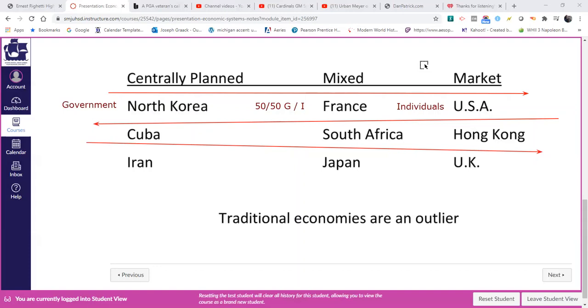So as we move left to right, every time we go a little bit farther to the right from centrally planned to mixed to market, we're losing government control in the economy. And so if you look at the second row of countries, you have Hong Kong, South Africa, and Cuba. Hong Kong is one of the freest economic systems in the world. Almost all decisions are made by individuals. As we move to South Africa, we lose some of the individual freedom and pick up government control. And then when we get to Cuba, Cuba is a communist country, and that is where decisions are made by the government.